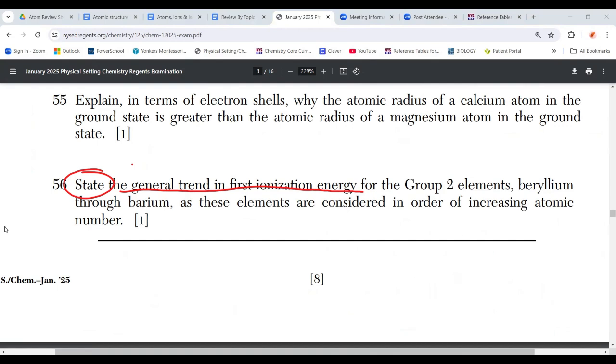Is it going up or is it going down? That would be maybe more time consuming. So this might be one you want to circle and come back for. But the general trend in first ionization energy as you go down a group is that it's decreasing.